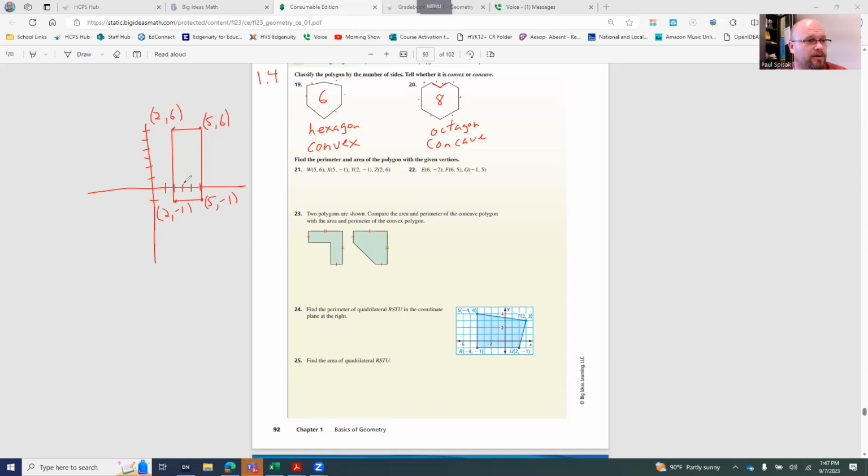Finding the lengths of the sides is important. 1, 2, 3 units on this side. Going up, we're going from -1 to +6. That's a difference of 7. So 3 and 7, they want area and perimeter. We have 3 and 7 for all the sides here. For area, that's base times height for a rectangle. So we have 3 times 7, which is 21. Again, that'd be in square units. And then our perimeter, we're adding them all up. So 3 plus 3 plus 7 plus 7 gives us 20 units.